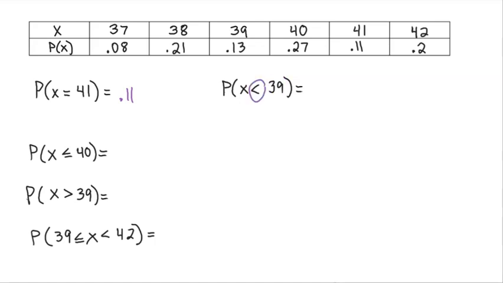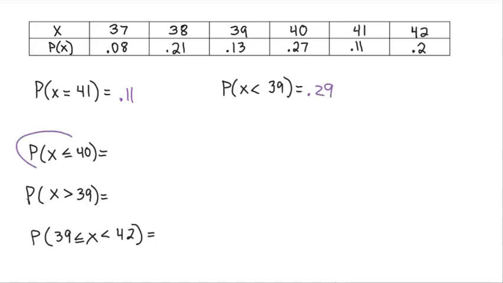Okay, well, this one says, what is the probability that x is less than 39? Now notice this does not say or equal to, it just says less than. That means we're not going to include 39. Less than 39 means 38 or 37. So all we have to do is add together the probabilities of 37 and 38. So 0.08 plus 0.21 is 0.29.